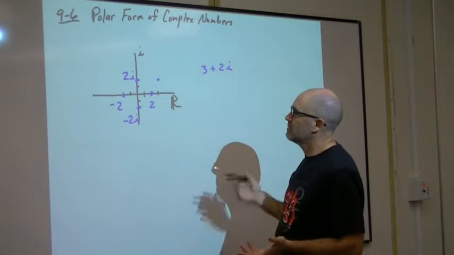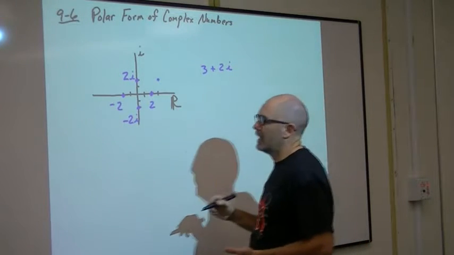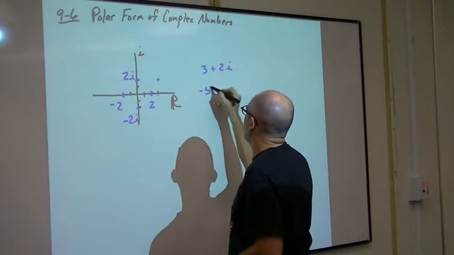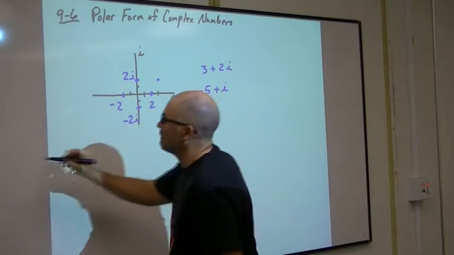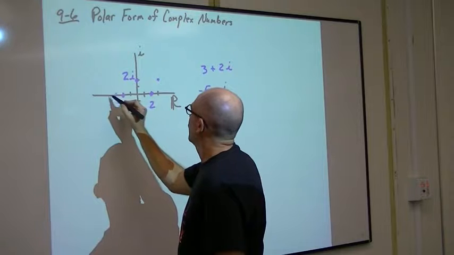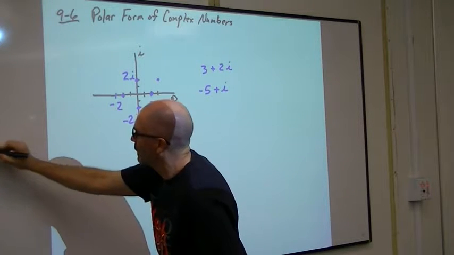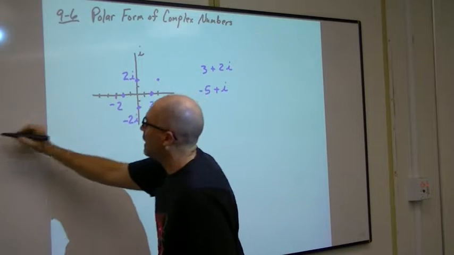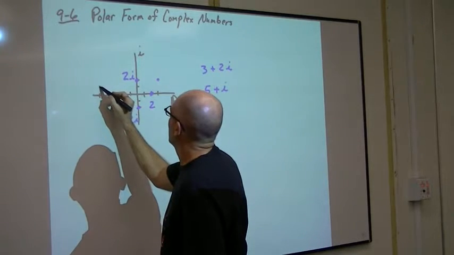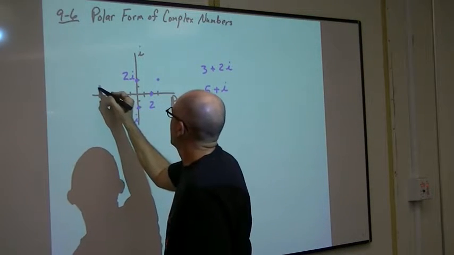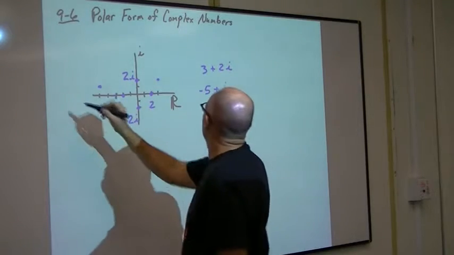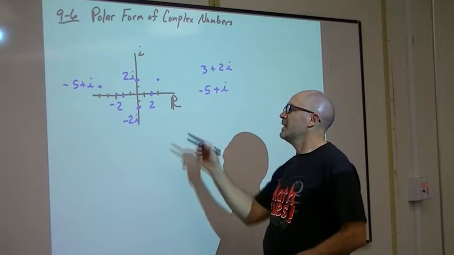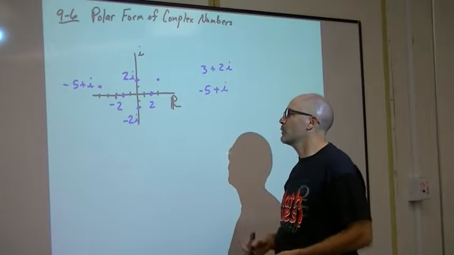So if I wanted, let's say, negative 5 plus i. Negative 5 plus i just means left 5. Oh no, it's blue. How embarrassing. Left 5, 1, 2, 3, 4, 5, and up 1. So there is my negative 5 plus i. And then negative 5 minus i would be in the third quadrant. So it's a piece of cake.